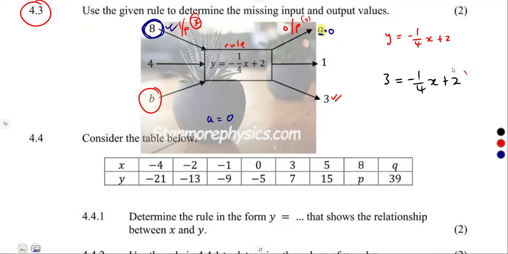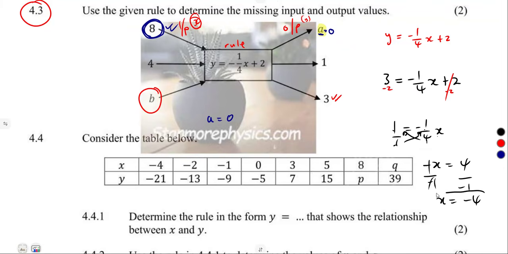We can take the 2 to the other side, as this is a linear equation, or simply subtract 2 from both sides. So you're going to get negative 1 over 4x equal to 3 minus 2, that's 1. To find the value of x, we can divide by minus 1 over 4. You can cross multiply, it is up to you. 1 times minus x is equal to 1 times 4. That's 4. So divide by negative 1 on both sides. X is equal to negative 4.